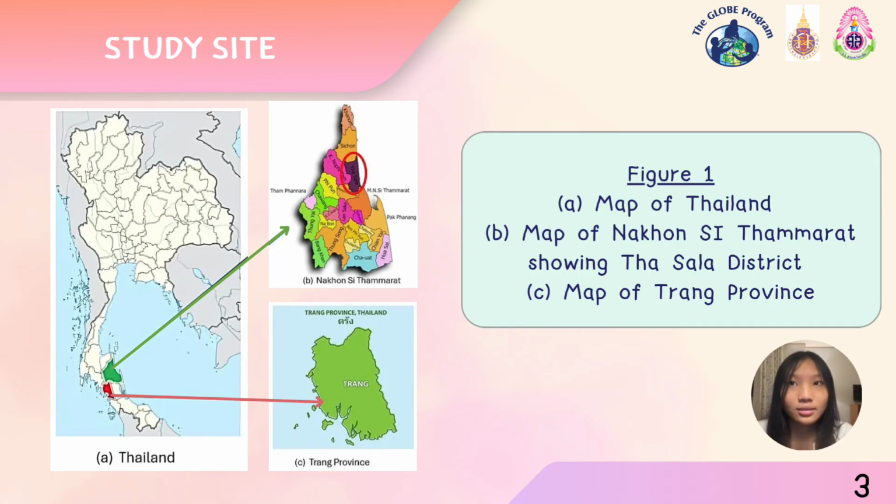For the study site, the sites that were studied are located in Trang Province, Mueang District, and Nakhon Si Thammarat Province, Tha Sala District, which are here and here. Both are in the southern part of Thailand along the Malay Peninsula, surrounded by the eastern Gulf of Thailand. These two provinces may be located in the same region but are very different. Trang has a coastal landscape, while Nakhon Si Thammarat has a mountainous and forested landscape.